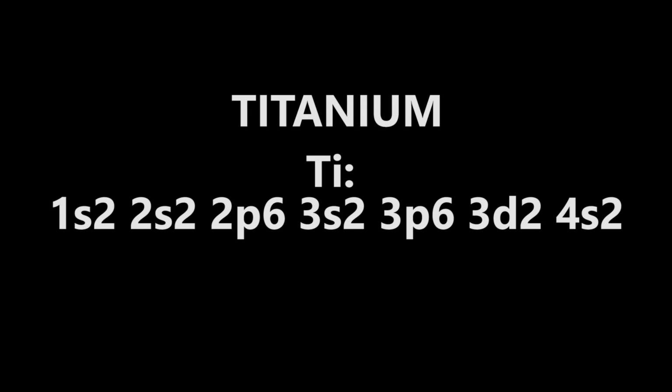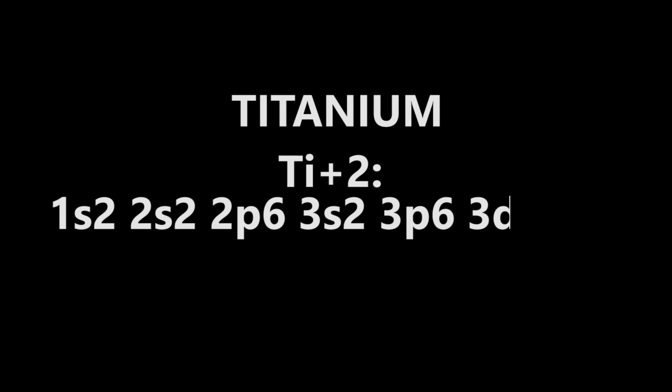So if we take the electrons from the 4s, then we would have Ti 2+. And if we take the electrons from the 3d, it will still be the same because titanium has more than one oxidation state and it would not require a lot more energy than taking the electrons from the 4s.